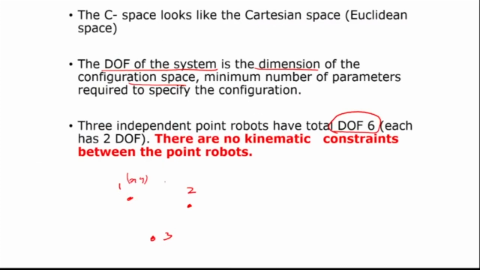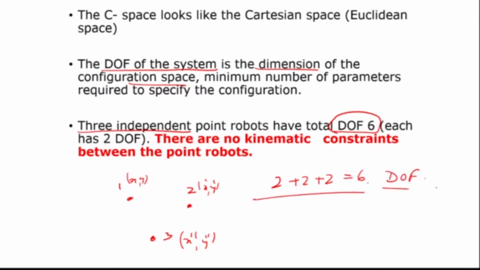So this is xy, this is x dashed, y dashed, and this is x double dashed, y double dashed. And they are independent, meaning they are not connected in any way. There is no connection between them. So the total degrees of freedom is 2 plus 2 plus 2, which is equal to 6. So there is a total of 6 degrees of freedom in this system. And there are no kinematic constraints between the point robots, as they are not connected in any way. So this is a particular case where the robots are independent, each has 2 degrees of freedom, and in total there are 6 degrees of freedom of the system.